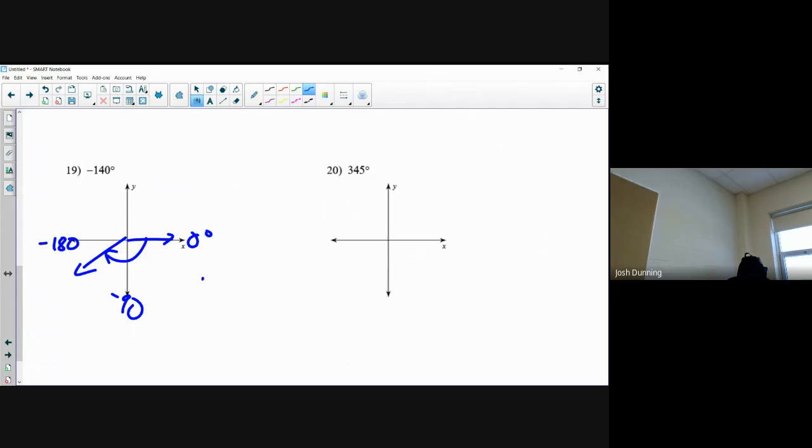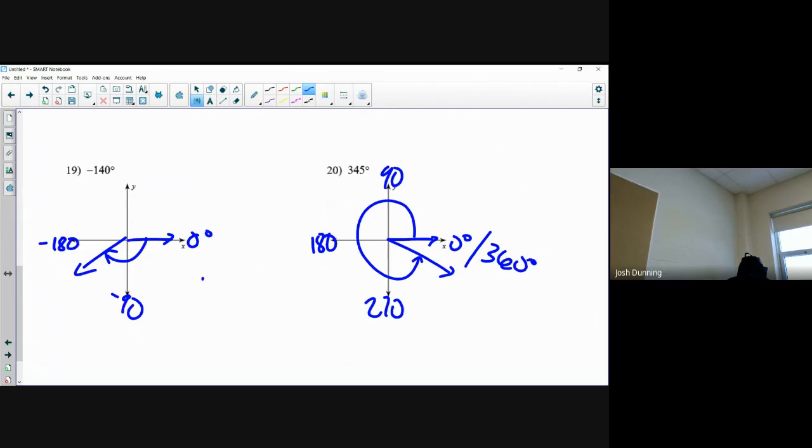And there I snuck a positive one in again. So we're going back counterclockwise. We don't need that though. Just trying to illustrate. 90, 180, 270. I'm just adding 90 there. 360. 345 is almost all the way around the circle. There we go.